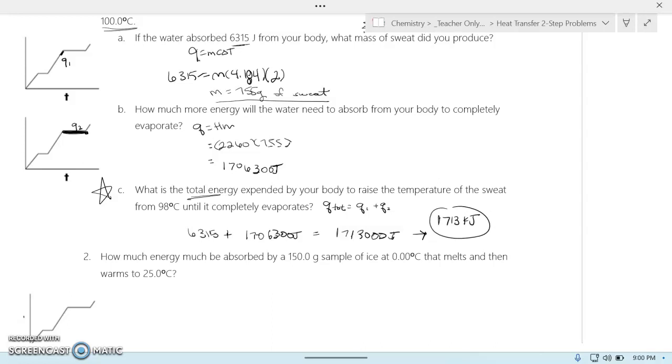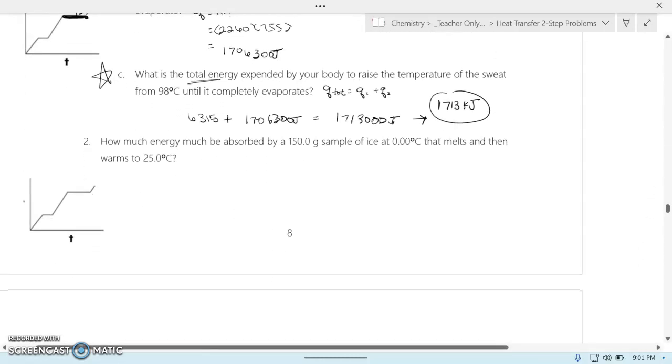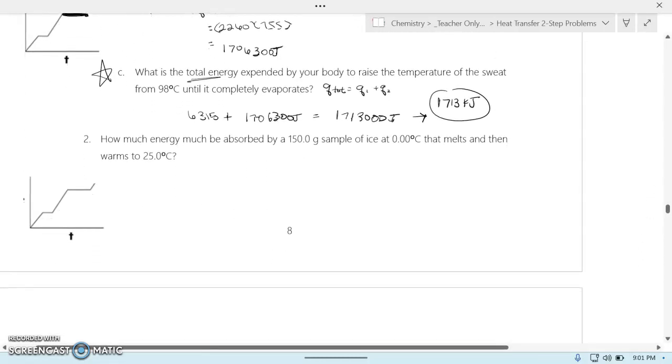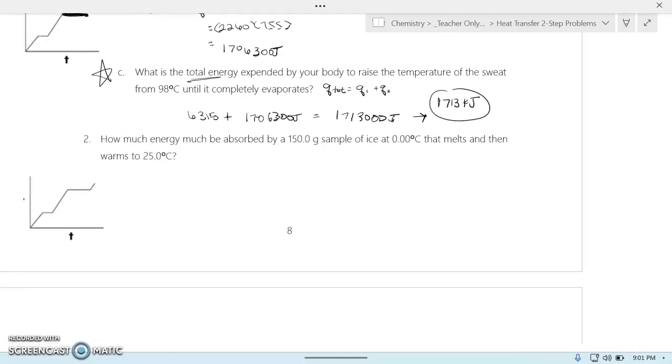So that's going to be your process whenever you're working through one of these problems. I want you to think about how many Q's are going to be required, and the way that you will know is by checking to see if it is simply raising the temperature of a single state of matter or if it's changing state. For the next one, I'm just going to help you map this out and then leave you to it. It says how much energy will be absorbed by a 150 gram sample of ice at 0 degrees Celsius. So that's starting here. That melts.